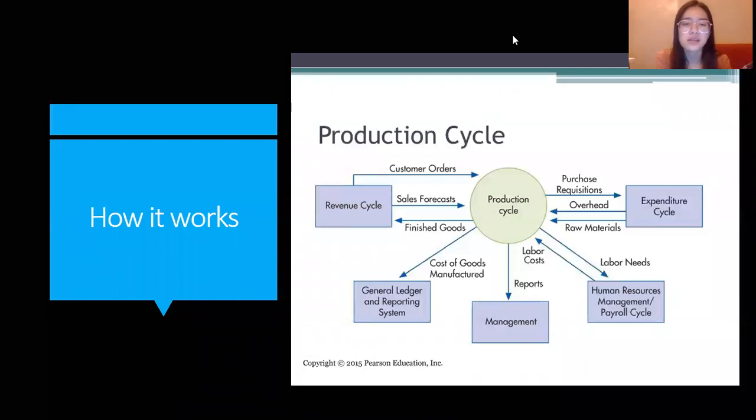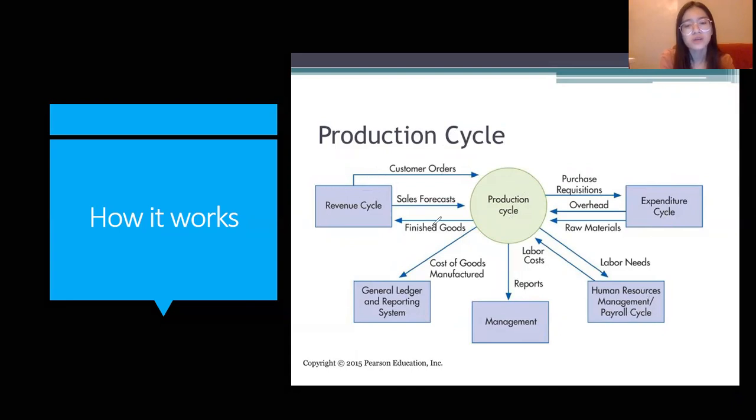As you can see on the slide, we have here the revenue cycle. We even have the general ledger and reporting system. We have the human resource management or the payroll cycle, and we have the expenditure or disbursement cycle. So, the production cycle works with the management itself, like the main one. Like, everything revolves around it.